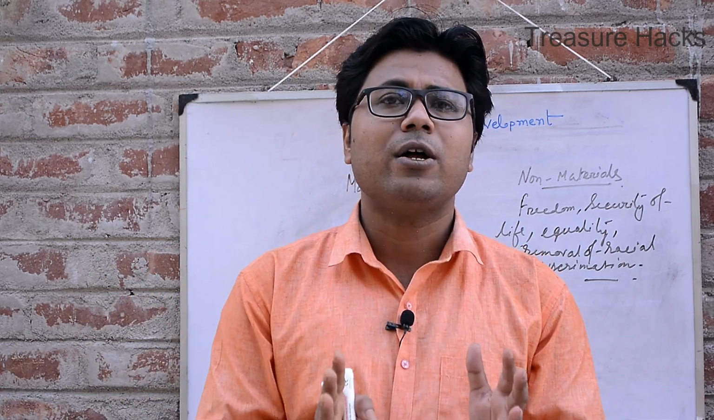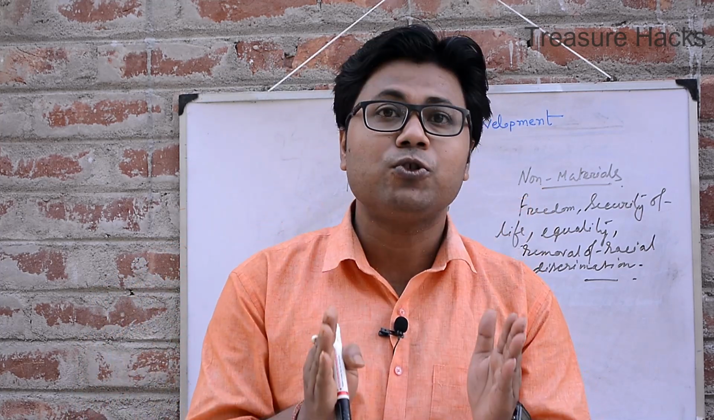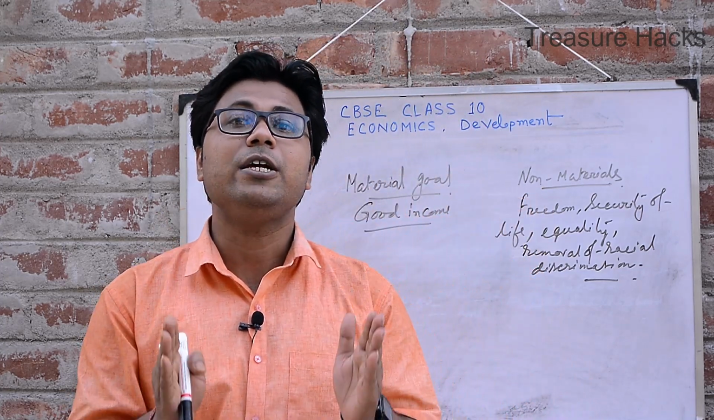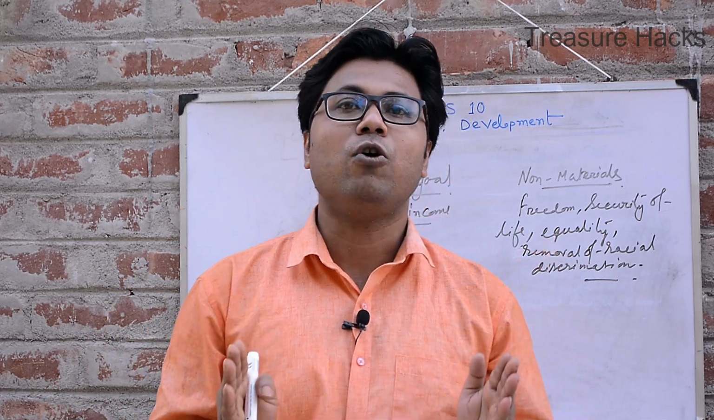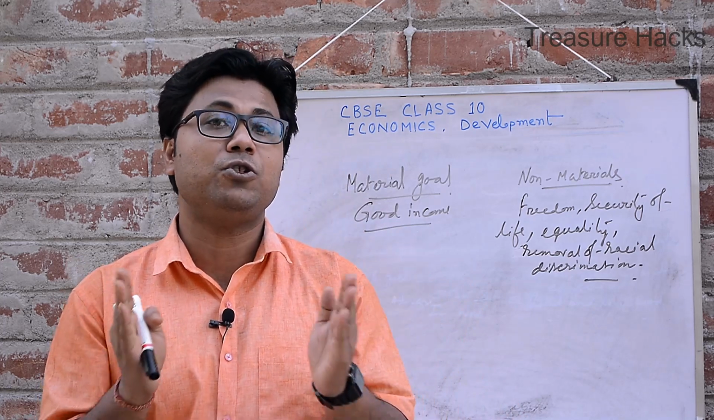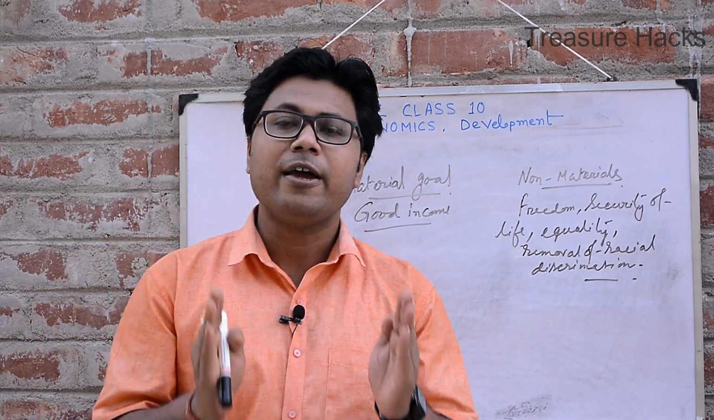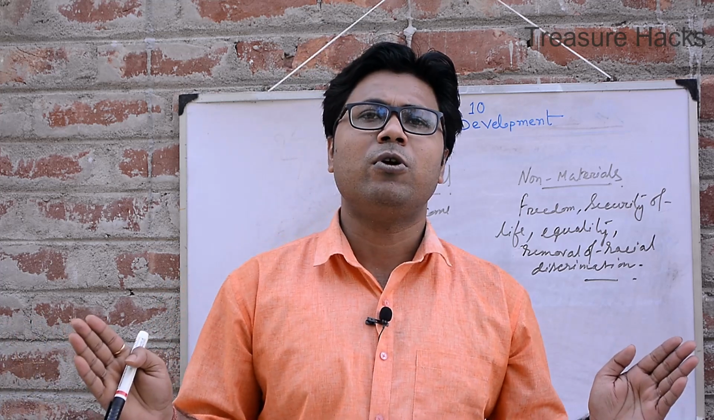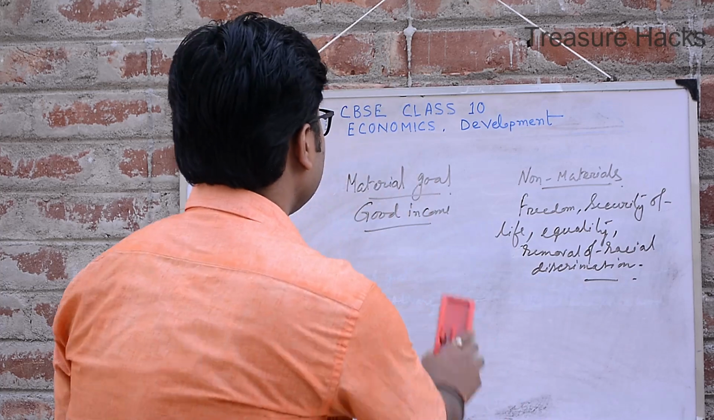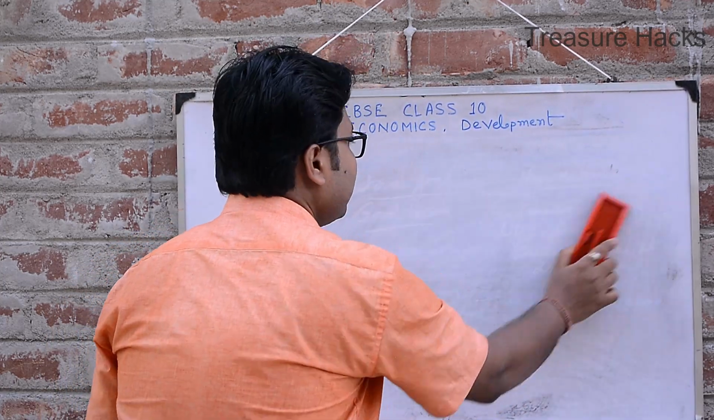So you want a security of your life and property, and you would also want equality or equal status, and racial discrimination should also be removed. You don't want to face racial discrimination. So these are the two kinds of goal that each individual in any country in the world would want to have. I hope this concept is clear to you. Next we go to the topic national development.